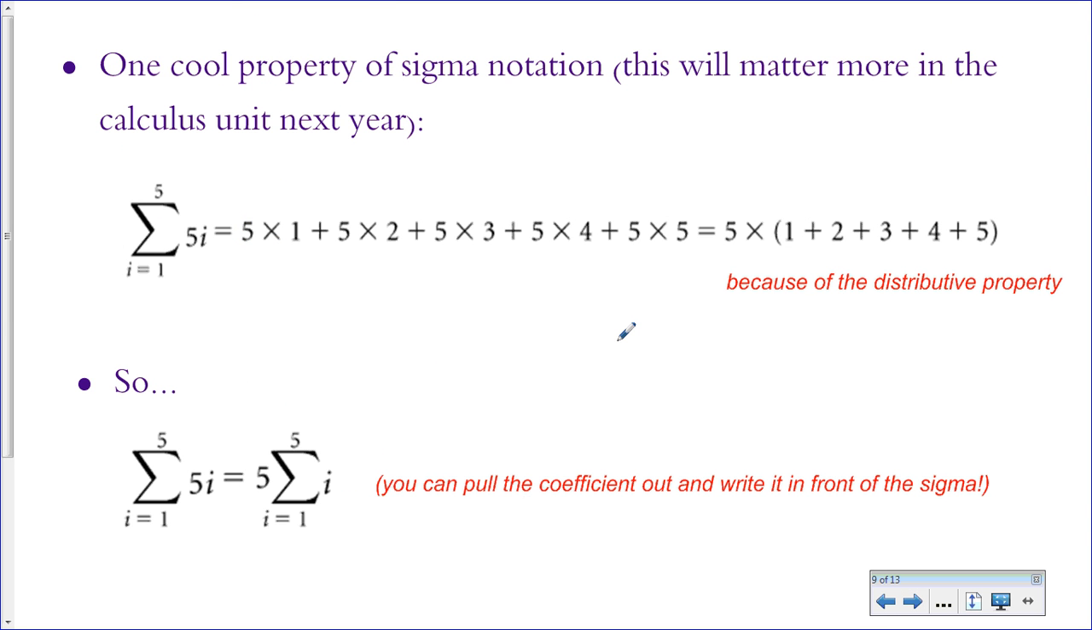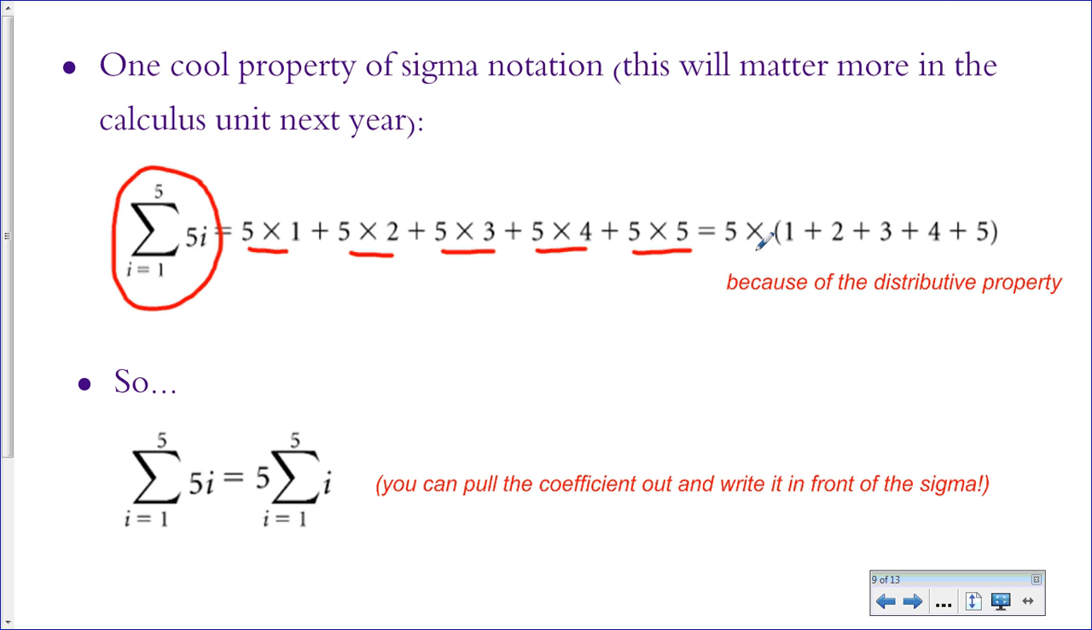Here's a couple of properties we need to understand about sigma notation, and this is going to matter more when we study calculus next year. But here's a sigma notation series, right, where the formula is just 5i. And if you actually spell it out, it's 5 times 1, 5 times 2, 5 times 3, 5 times 4, and 5 times 5, because it asks us to do the sum of the first through 5th terms.